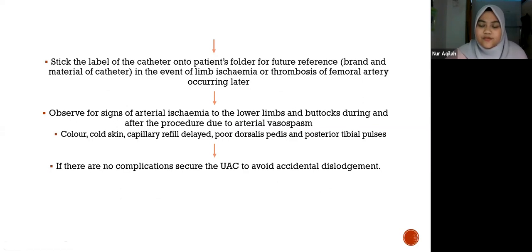And then, after confirming the correct catheterization of the umbilical artery, we should stick the label of the catheter onto the patient's folder for future reference. We should note the brand and also the material of the catheter, because in the event of limb ischemia or thrombosis, which can occur later on, we have documented which catheter we used, which brand, and which material.